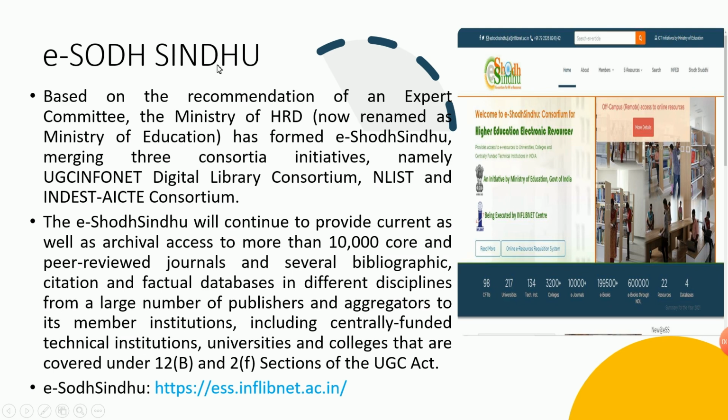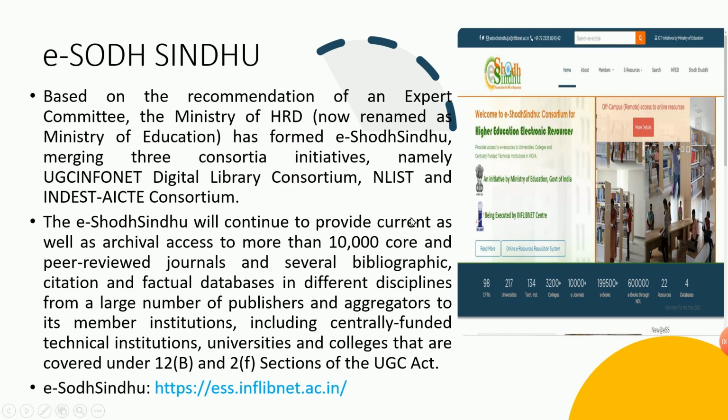Next is E-Shodh Sindhu. E-Shodh Sindhu, based on the recommendation of MHRD, now known as the Ministry of Education, they have combined three consortiums. One is the UGC-INFONET Digital Library Consortium, another is N-LIST, and the third one is the INDEST-AICTE Consortium. So under the eShodh Sindhu website, they have combined all these three consortiums or archives. They have formed a website.